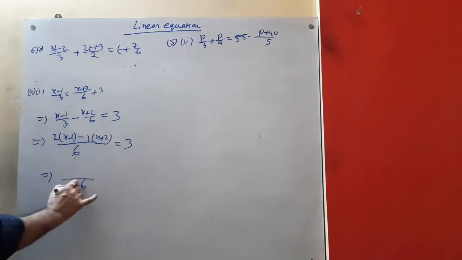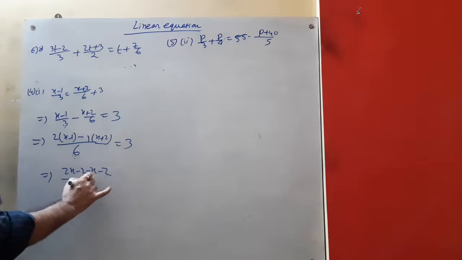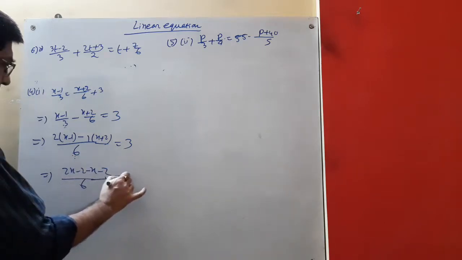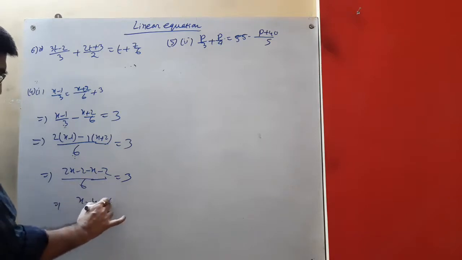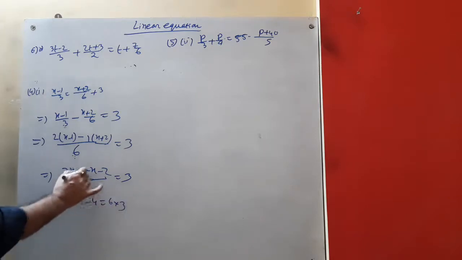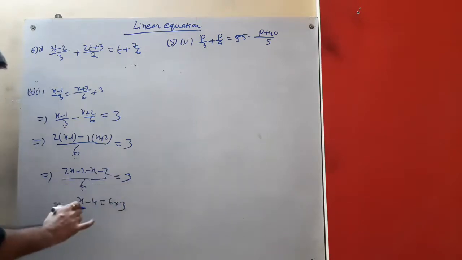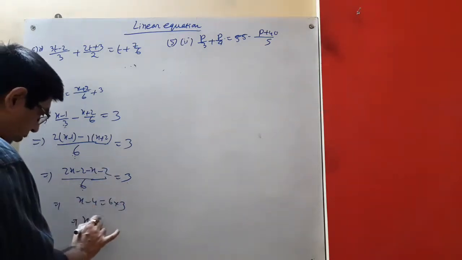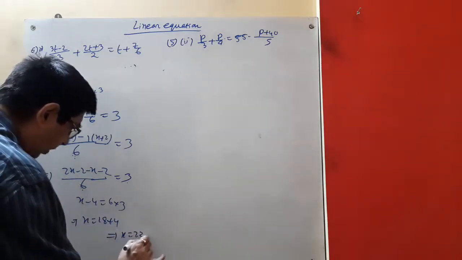So we are getting 2x minus 2 minus x minus 2, right? Equal to 3. 2x minus x is x, minus 4 equal to 6 into 3. This is in division form, so whenever it is transferred to this side, it will be multiplied. That means x equal to 18 plus 4. That implies x equal to 22.